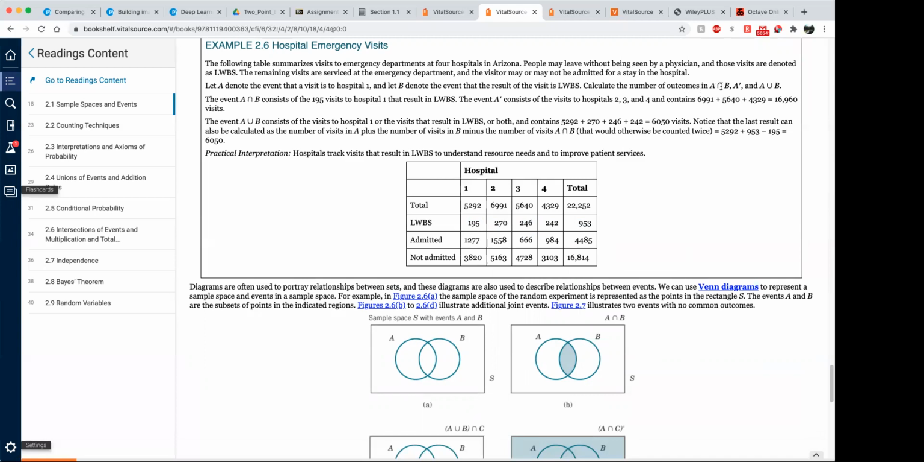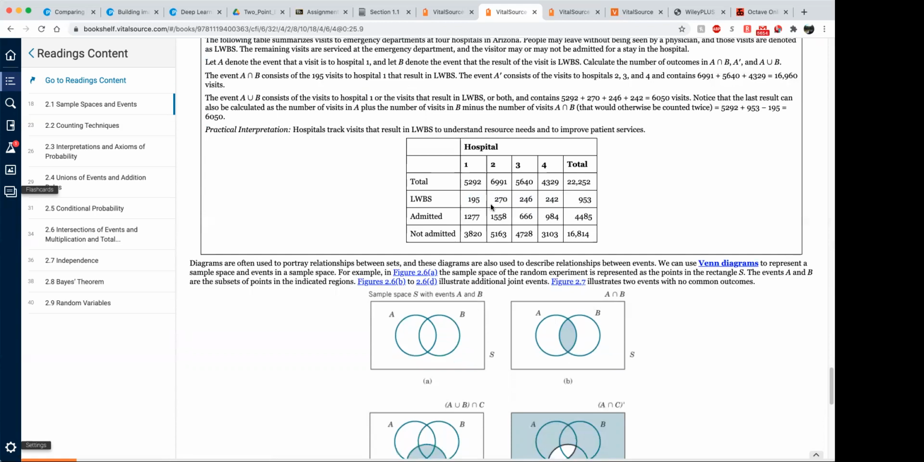Then we're going to find A intersection B. A intersection B means that we find the number of patients who visit hospital 1 but are in LWBS, so leave without being seen by a physician, which is 195. That's the number of outcomes in A intersection B, right? A complement, the number of A complement, is what? All the patients who visit hospital 2 or 3 or 4, not hospital 1, right? So that's going to be 22,252 minus 5,292. That's the number of patients not belonging to event A.